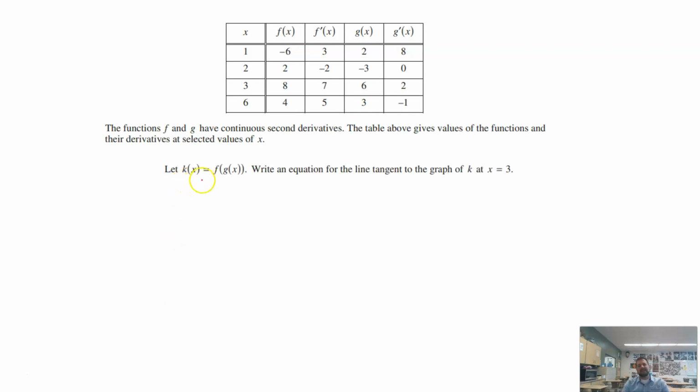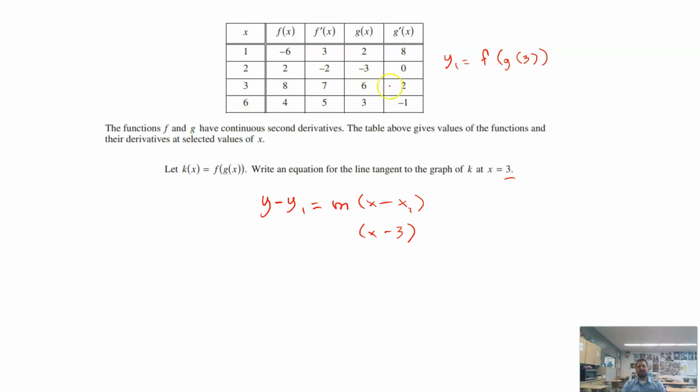So letter A says, let k of x equal f of g of x. Write an equation for the line tangent to the graph of k at x equals 3. Well, that means that we're going to have to go y minus y1 equals m times x minus x1. We can see real quick that the x1 is 3, so I'm going to have x minus 3 go in right there. To find my y value, it doesn't give it to us in this problem, so we actually have to take the 3 and plug it into the function. So what I have is f of g of 3. That's going to be my y1. That's how I'm going to find that.